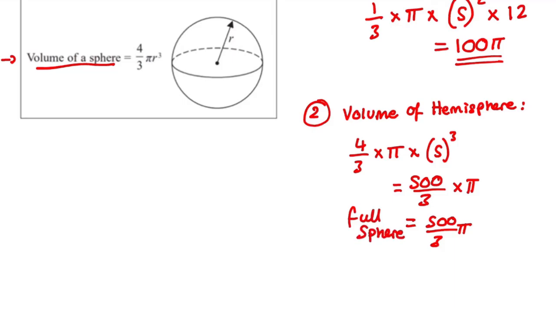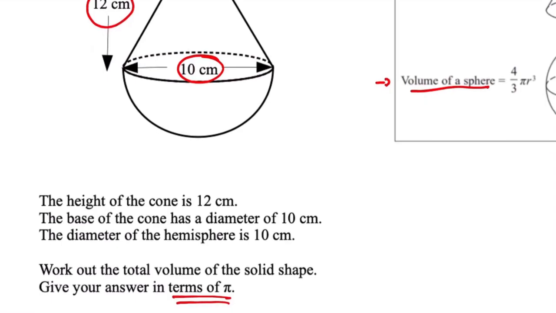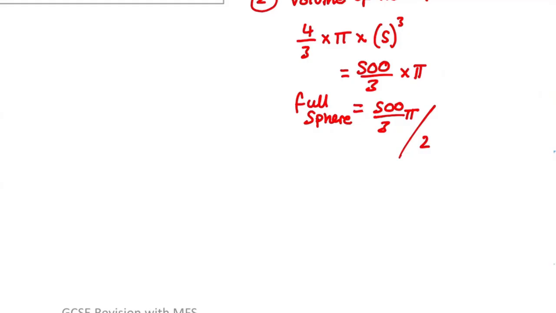But we don't want the full sphere. We want half of the sphere because we have this hemisphere. We have half of a sphere here. So all we're going to do is divide this by 2. 500 over 3 divided by 2 is going to give you an answer of 250 over 3 pi if you type that into your calculator. Okay, and we need to leave our answer in terms of pi.